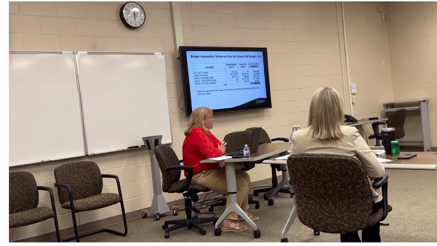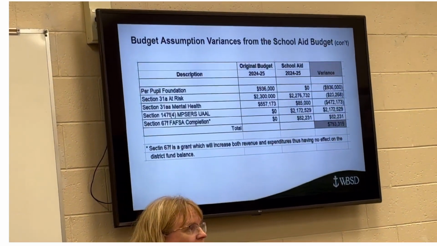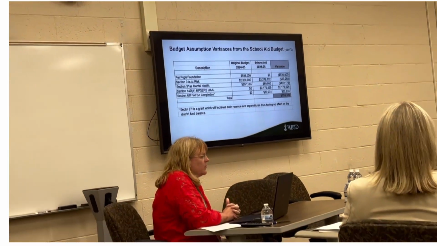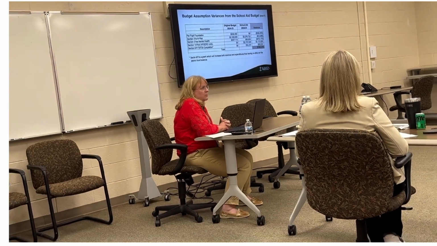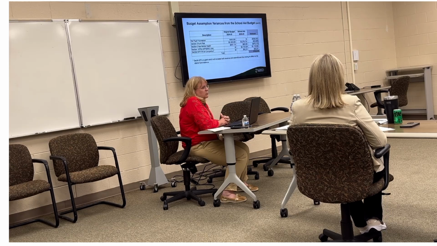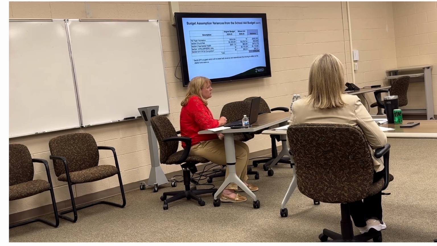So this is showing how much this is going to affect our budget, and you can see the differences with the variances. The per pupil foundation is a reduction of $936,000. The at-risk is a reduction of $23,000 from what we budgeted. The 31A mental health, $472,000. And then the 147F4 is approximately $2,172,529. And then the section 67F, the completion grant, there will be an additional $52,231.